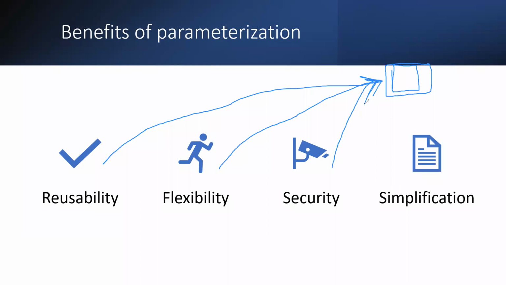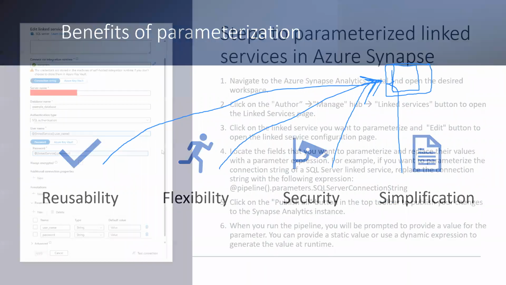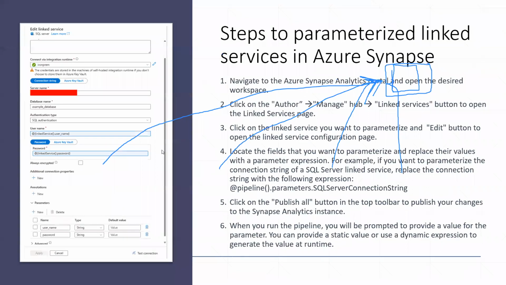Security, because you are removing all hard-coded values. You don't have to keep your user ID and password in it. Simplification: you don't have to remember different linked services, different storage names, different processes. You know that this is the linked service used to connect to a storage account for different users or different storage accounts based on the name you provide. So you just have to remember only one linked service, and we parameterize it. That's it.